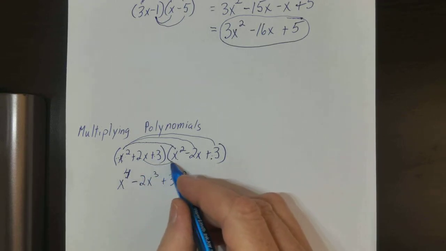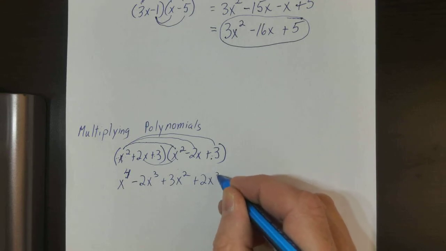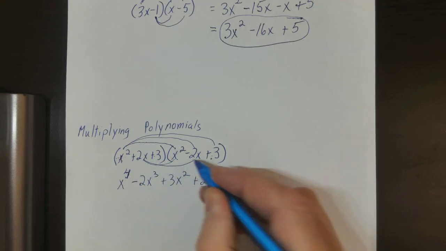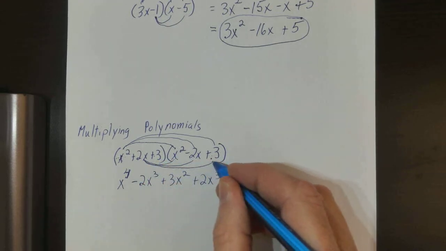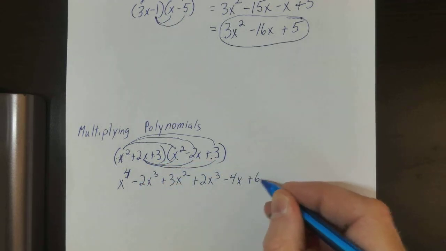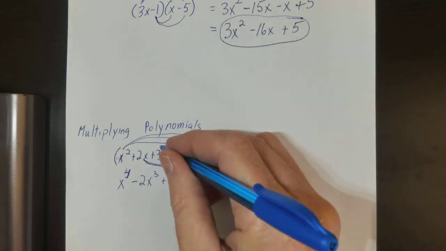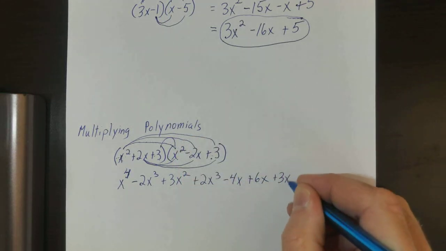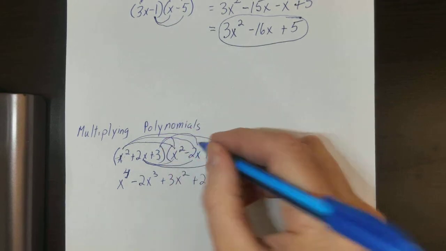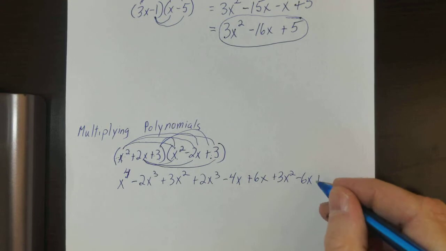Now, let's do each one of these. 2x times x squared is 2x cubed. 2x times negative 2x is negative 4x squared. And then 2x times 3 is 6x. 2/3 of the way there. I do need to multiply this 3 by each thing. 3 times x squared is 3x squared. 3 times negative 2x is negative 6x. And 3 times 3 is 9.